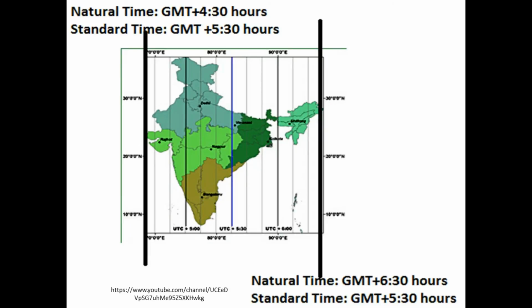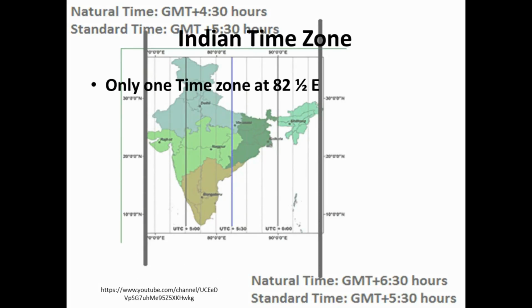Next, our India, we already know GMT plus 5.5 hours. There is only one time zone passing through India, that is 82.5 degrees east. So count the time. For example, 15 degrees is 1 hour, so 1 degree is equal to 4 minutes. Then the time at the prime meridian, that means 0 degrees, is 12 o'clock noon, that means afternoon, 12 o'clock.